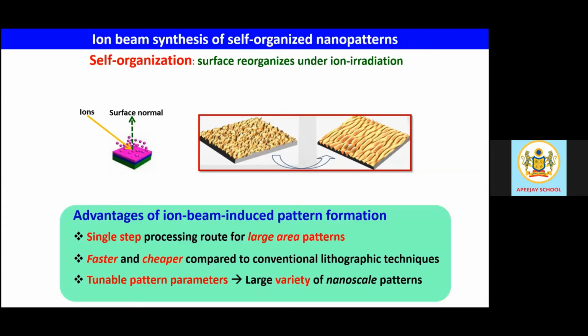We can get these things, and advantages of ion beam induced pattern formation are several, but out of those we can have a look into it, that it's considered typically to be a single step processing route for large area pattern formation, and all the way up to wafer scale integration of 2-inch wafers that we have done in our laboratory itself. It's faster and cheaper compared to conventional lithographic techniques.